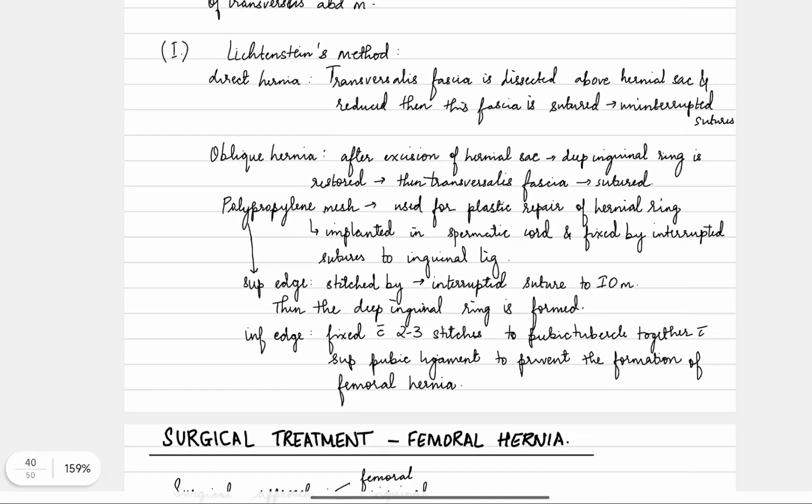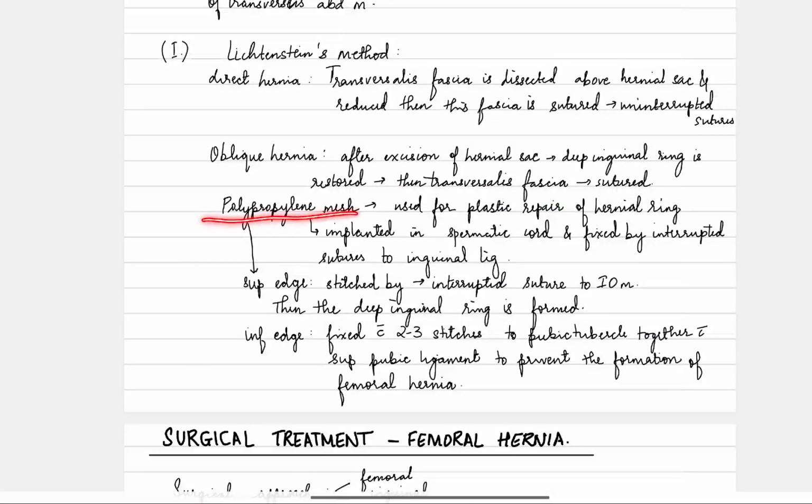Next is Lichtenstein's method. Direct hernia, oblique hernia. In direct hernia, the transversalis fascia is dissected above the hernial sac and reduced. Then this fascia is sutured with uninterrupted sutures. Oblique hernia: after excision of the hernial sac, the deep inguinal ring is restored. Then the transversalis fascia is sutured.